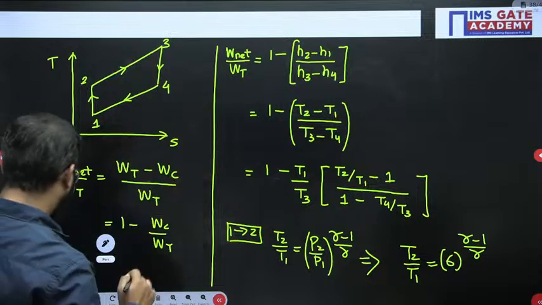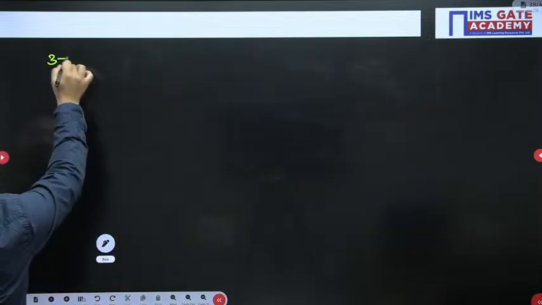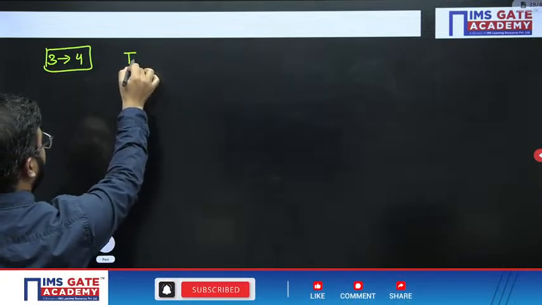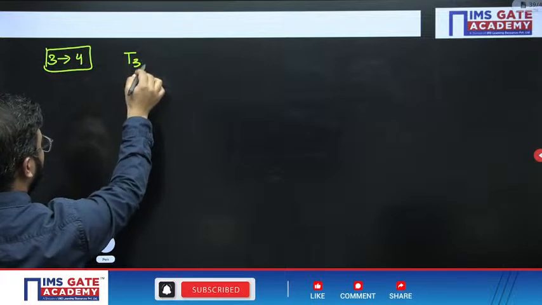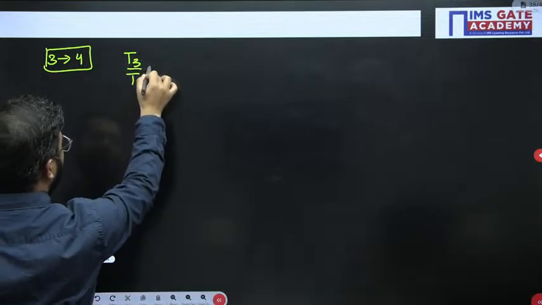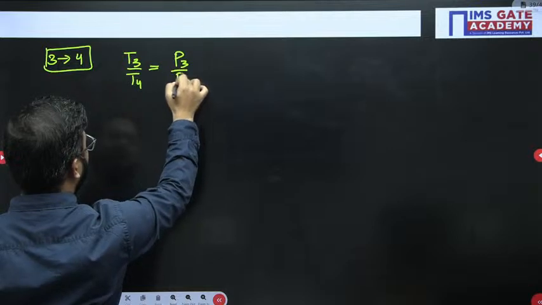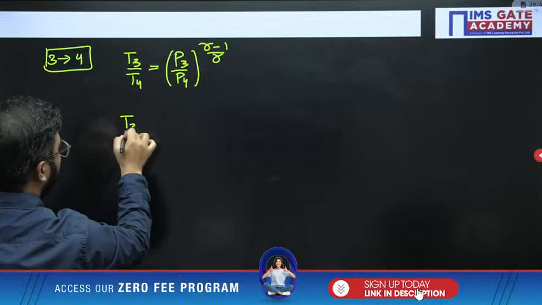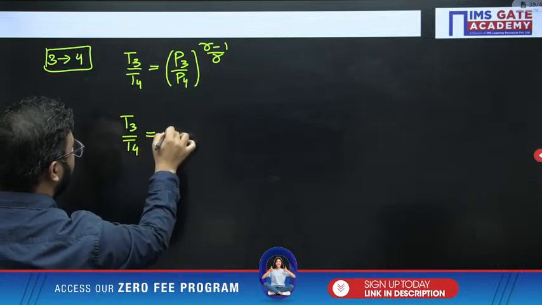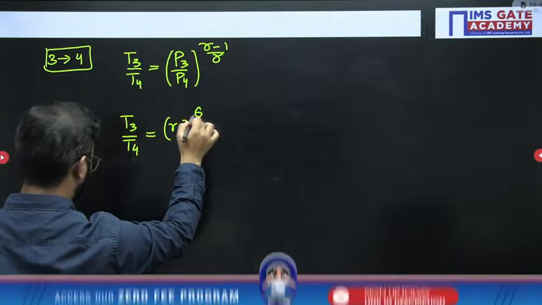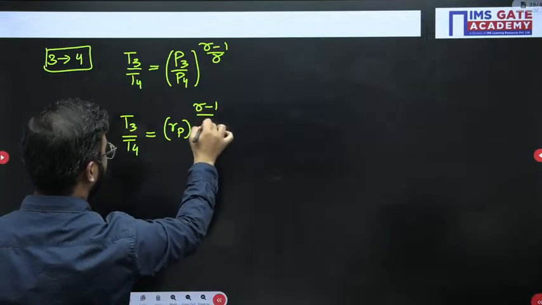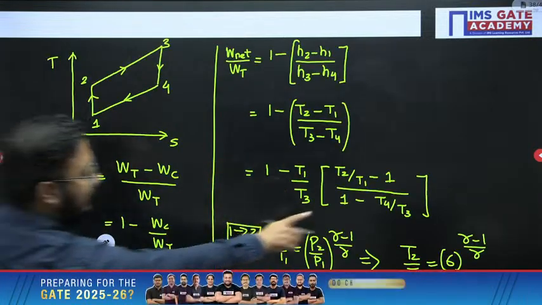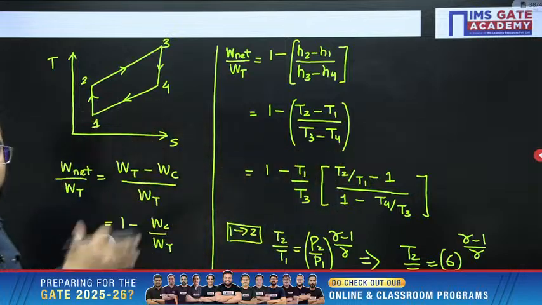What is T4 by T3? That we have to see. 3 to 4 is again an isentropic process. So here I can write T3 by T4 as P3 by P4 to the power gamma minus 1 upon gamma. So T3 by T4 value is Rp, that is 6, to the power gamma minus 1 upon gamma. Right? Correct. Now these values we will substitute here, but here T4 by T3 is there. So what I will do, 1 upon Rp to the power gamma minus 1 upon gamma.